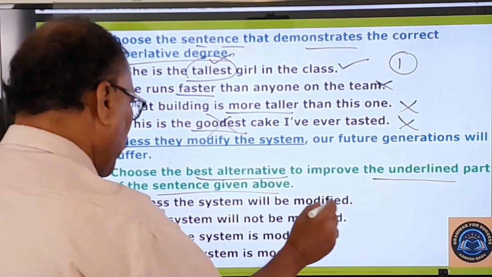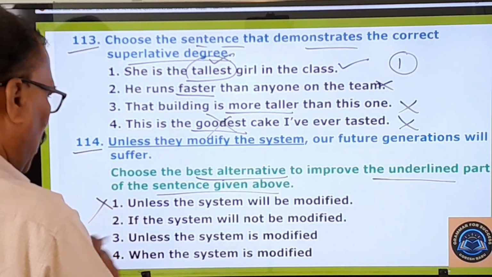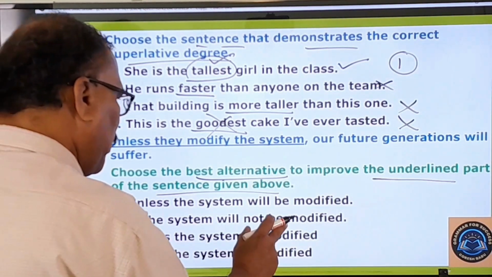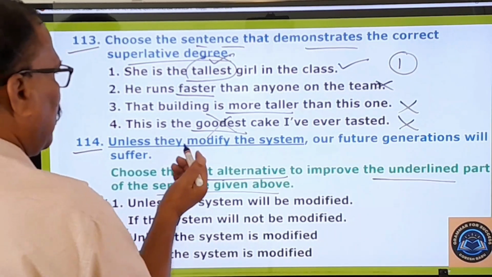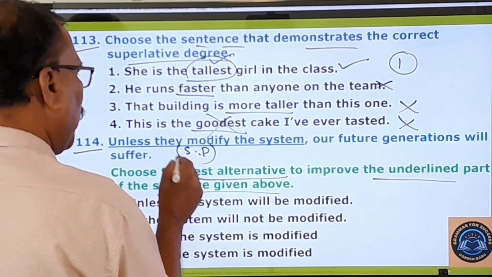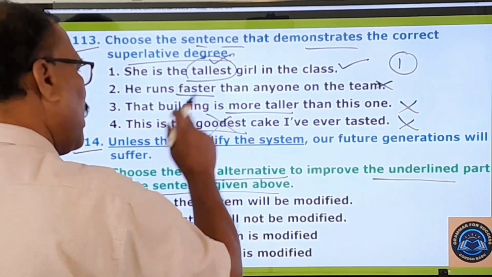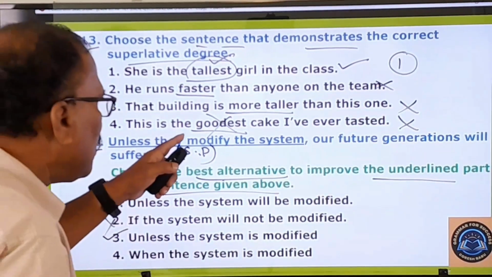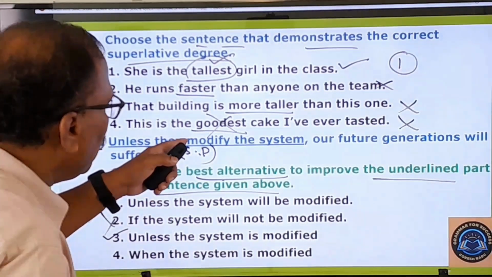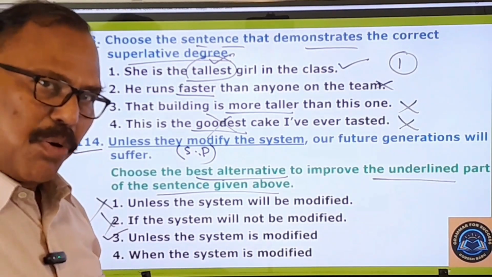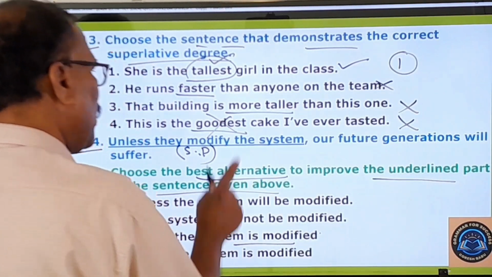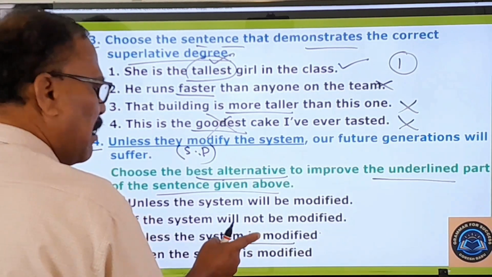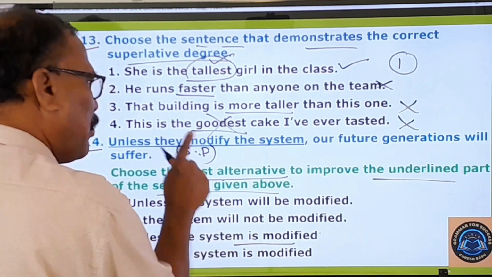Unless the system will be modified, no, you cannot say that. If the system will not be modified, no. Unless the system is modified, this third one is the right one, because this is in the simple present, and therefore you can say unless the system is modified. So this is in the simple present, and you can change it into simple present passive voice only. So here, unless they modify the system is the active voice and unless the system is modified is the passive voice. So this is how you can improve the sentence.